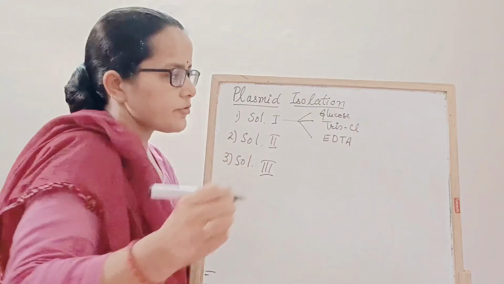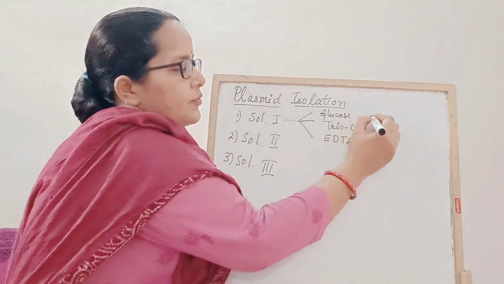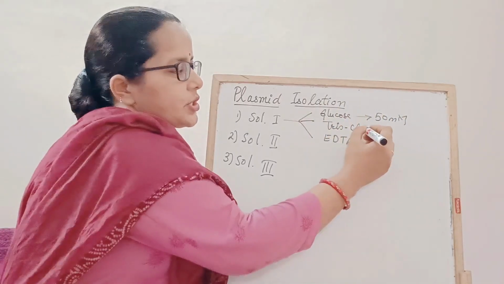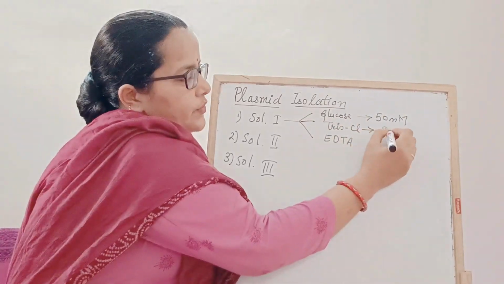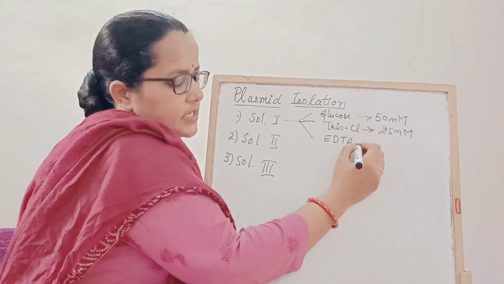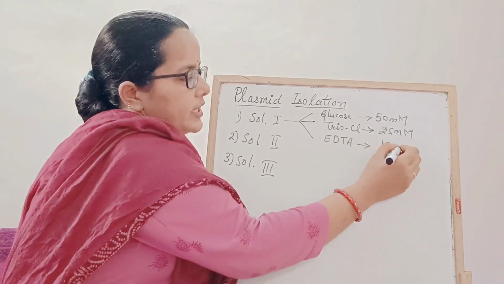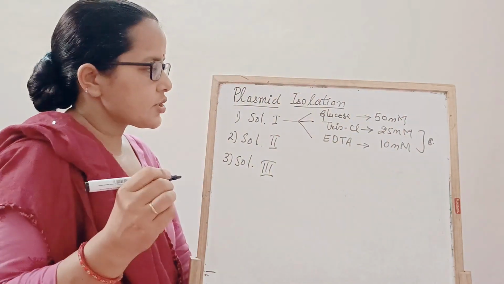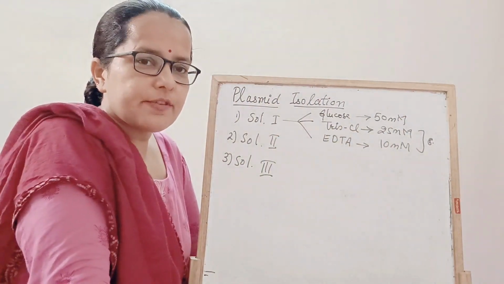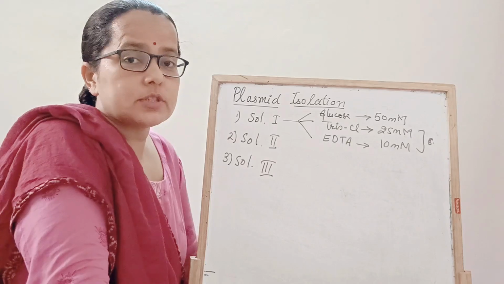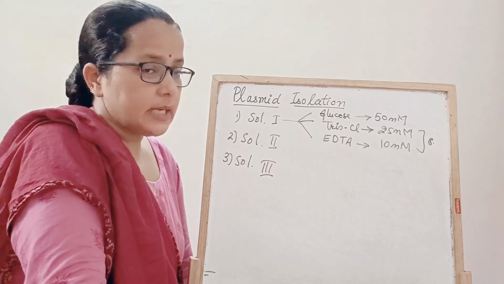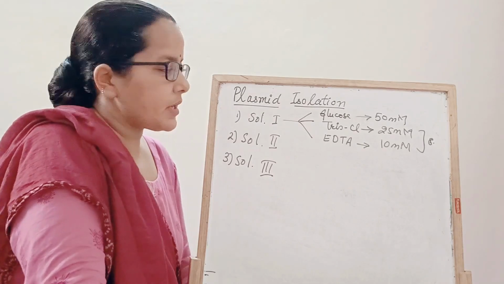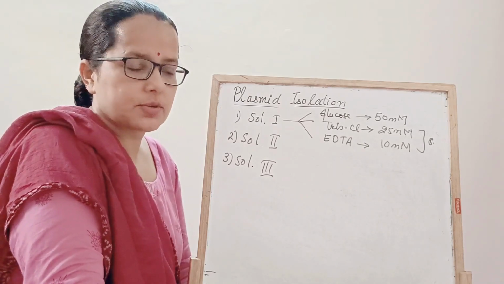So what is the concentration of glucose and the others? Glucose should be 50 millimolar, Tris 25 millimolar, and EDTA 10 millimolar, and the pH should be 8. So this is your solution 1. I have prepared a short lecture on how to prepare TE buffer, Tris and their stocks, in which you can go through how to prepare Tris-Cl and EDTA stock solutions.